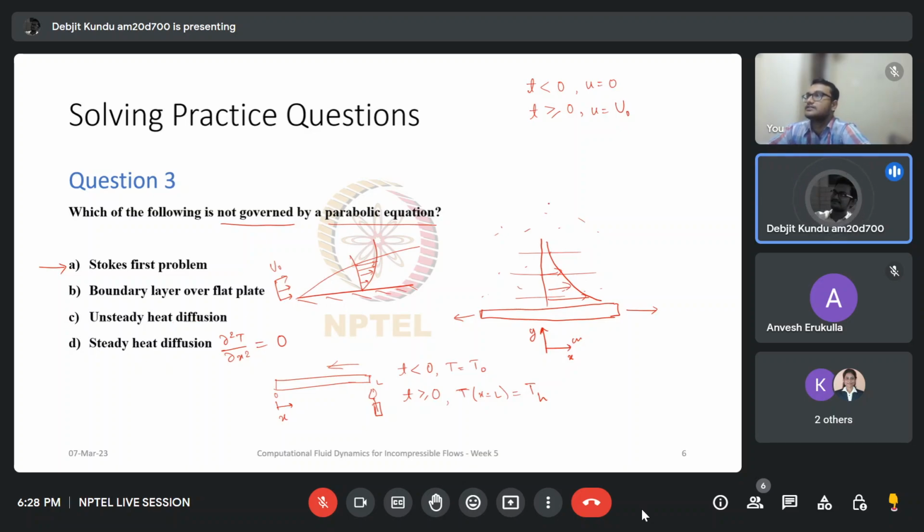So let's write them down elsewhere. So we started with D. This is D. Now let's go to C. Unsteady heat diffusion. What would we be governed by?